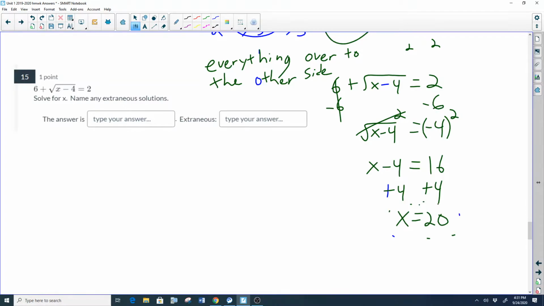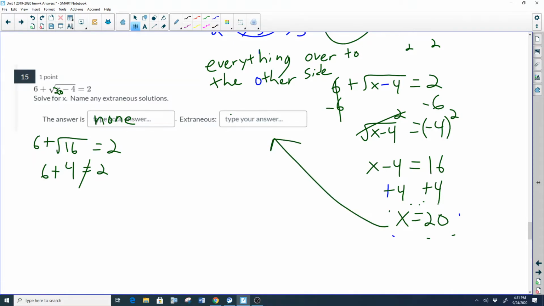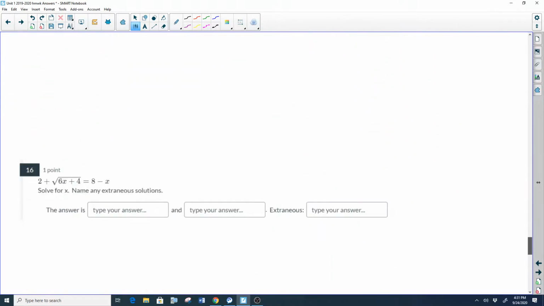Let's see. So we're going to plug it back into the original. So 20 minus 4 is 16, and the square root of 16 is 4. 6 plus 4 doesn't equal 2. Extraneous. So that means we don't have a solution. Well, we do, but it's extraneous. So that's how you deal with the extraneous ones. Put your answer as none, and then put the extraneous solution as 20. Beautiful. Okay, so there's number 15.